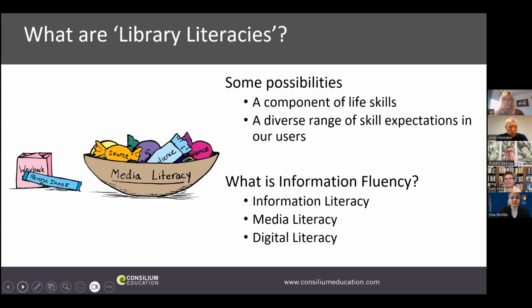Now, to make sense of this, we need to think about what we mean by information literacy, or my preferred term, information fluency. But what sits under that umbrella term? Many things that I read purport to define information fluency, to me, are defining media literacy, which I believe is only one facet of information fluency.